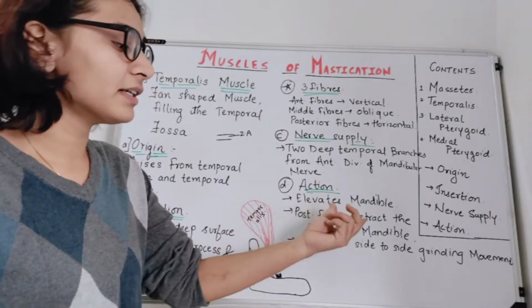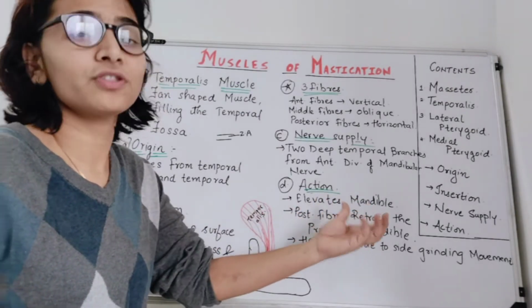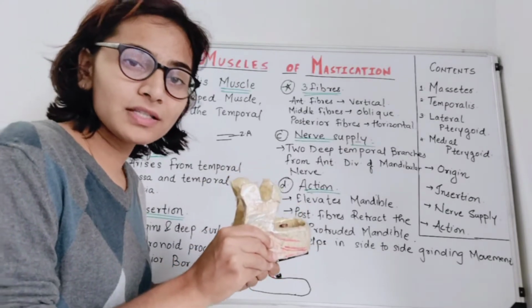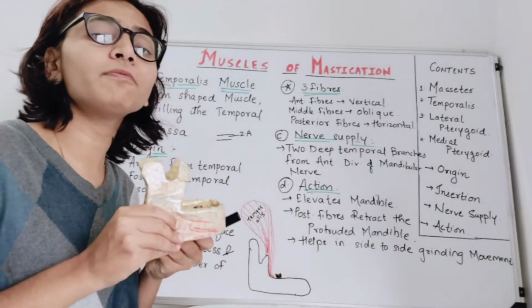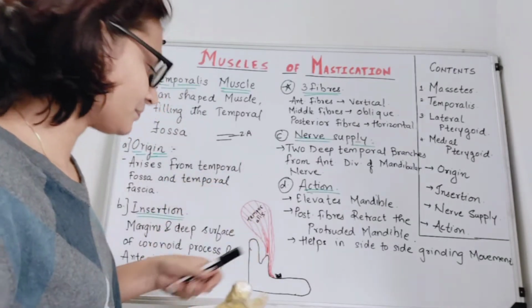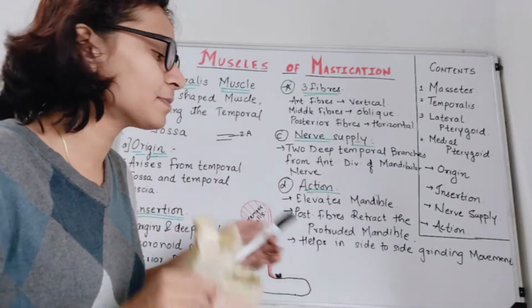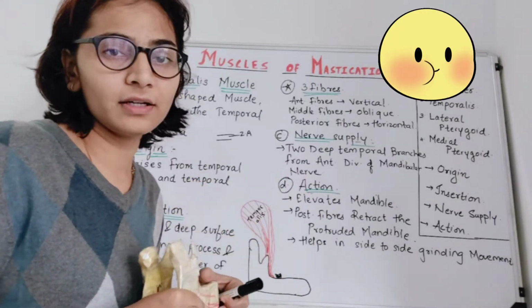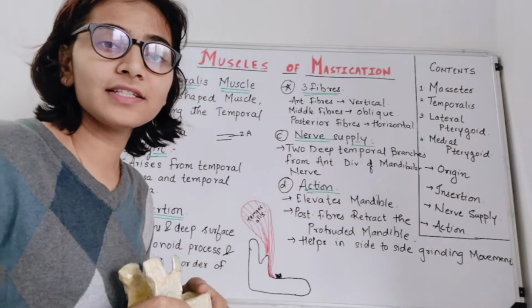Posterior fibers retract the protruded mandible. So, for example, if the mandible is protruded, this temporalis muscle helps in the retraction of the protruded mandible, that is to move in backward direction. And third point is it helps in side to side grinding movement. Okay, hope that's clear. So this was about the temporalis muscle.